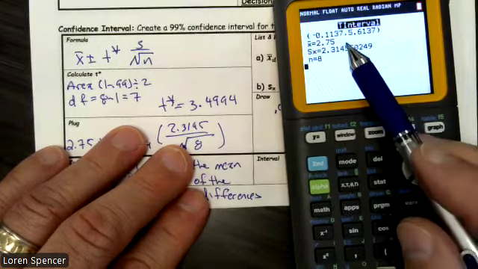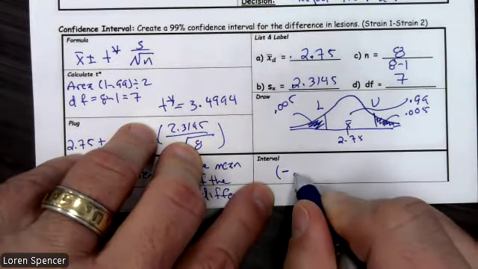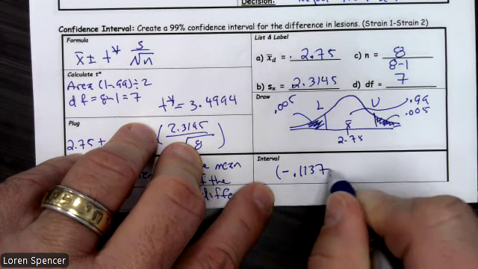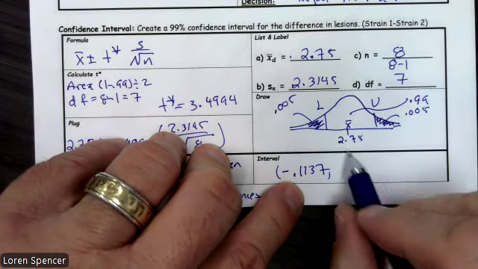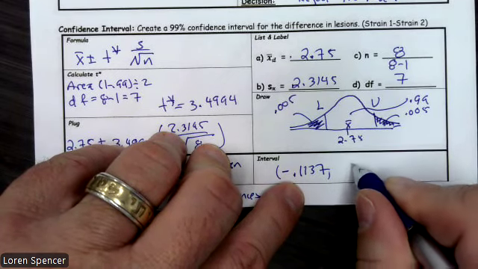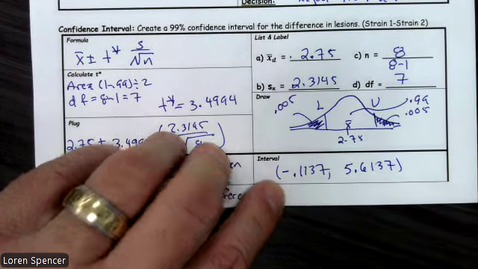And there it is. Somewhere between negative 0.1137. So it's possible at the 99% level that fungus 2 will have more lesions, to as many as 5.6137.